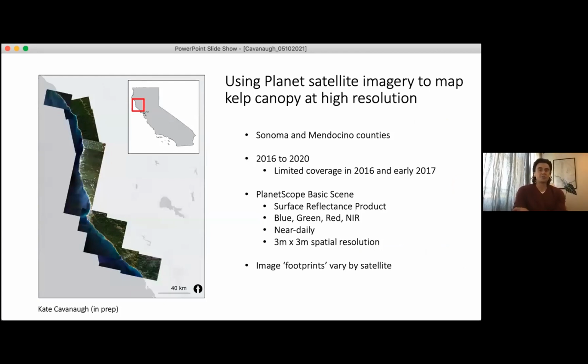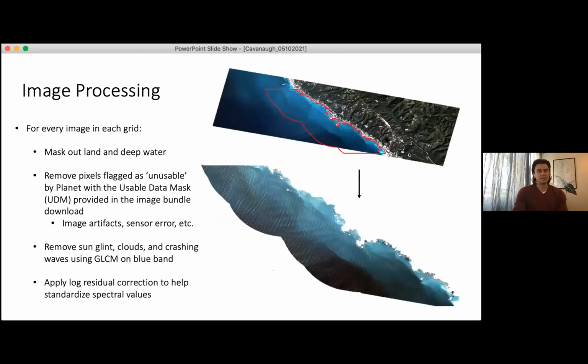She's using the high resolution imagery to map kelp canopy at much higher resolution, at 3 meters rather than 30 meters. And that's because these refugia are small, they're sparse, they may not all be detected with Landsat. And so she's extending the work we're doing with Landsat with this high resolution imagery.